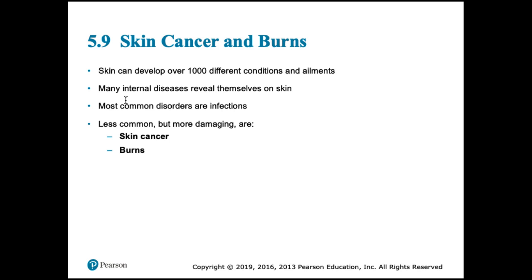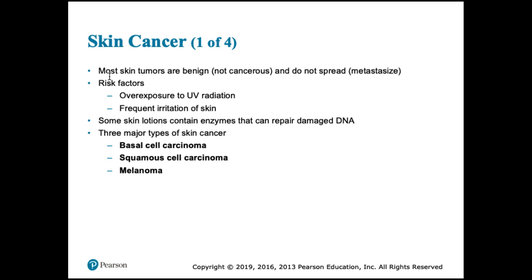Jaundice causes the yellowing of the skin, and the outside of your skin and even your eyeballs can look yellow, and that kind of tells us that there's a liver condition. So you can see your skin change on the outside in its color, and that could indicate some kind of issue on the inside, such as jaundice and liver disease. The most common of these disorders are mostly infections. So the skin tends to have, if it gets past the barrier, a lot of infections. But less common but more damaging are things like skin cancer and burns.